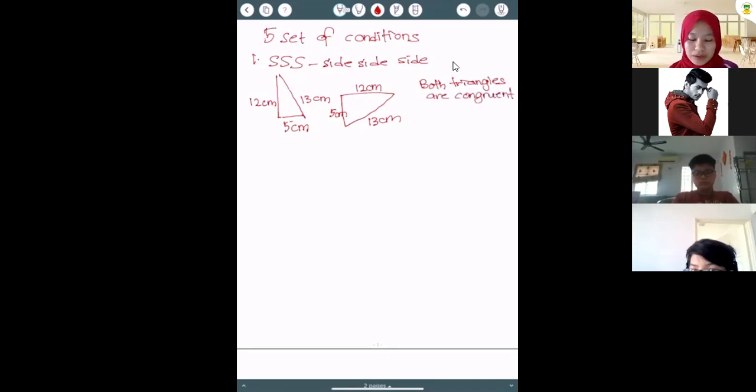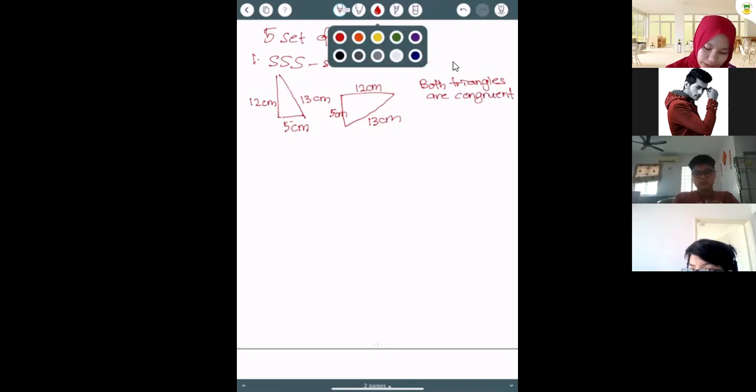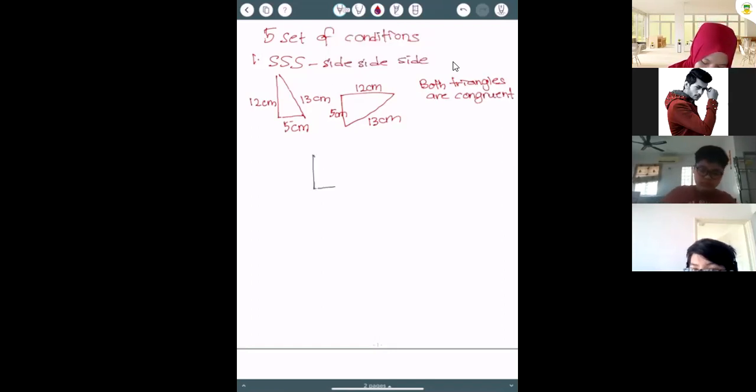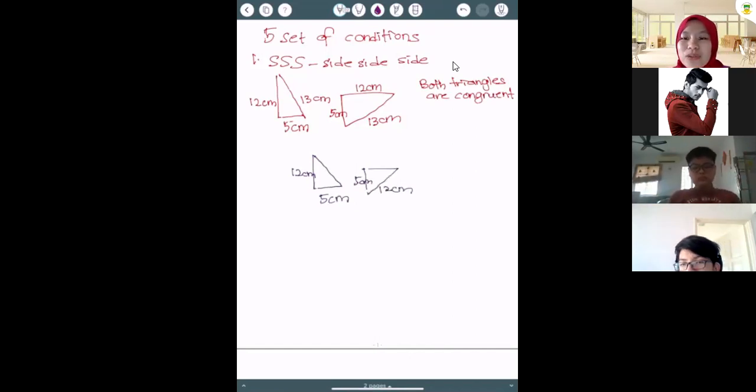Okay? So guys, my question is, will you still say that this triangle is congruent? Can you tell me, are these two triangles congruent? Are you sure? Look properly. Okay, I saw one correct answer, two, three correct answers, four correct answers. Okay, means you made a mistake.